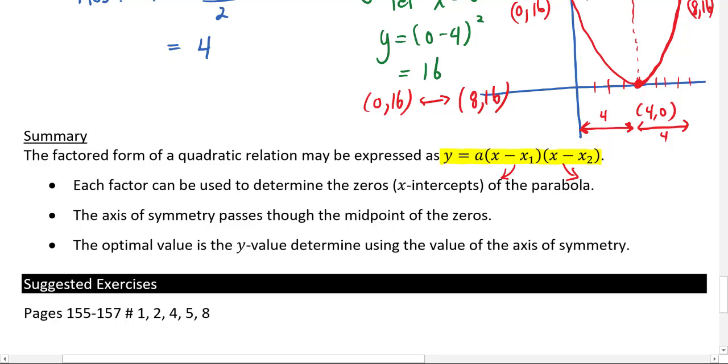Remember, the axis of symmetry passes through the midpoint of the zeros. And then the optimal value is the y value determined using the axis of symmetry. So with these 3 steps, finding the zeros, finding the axis of symmetry, and the optimal value, you can find the vertex of a quadratic.